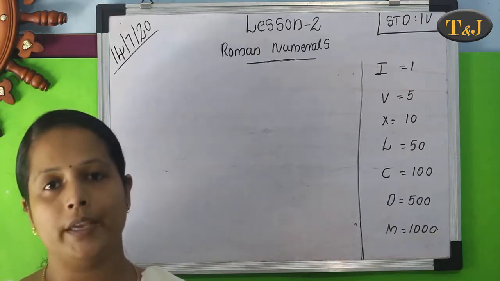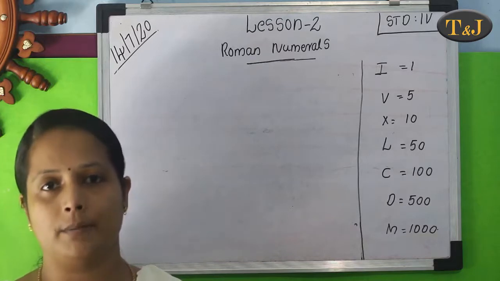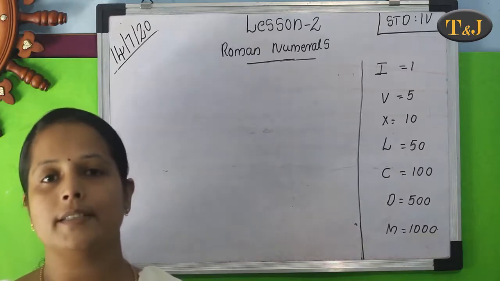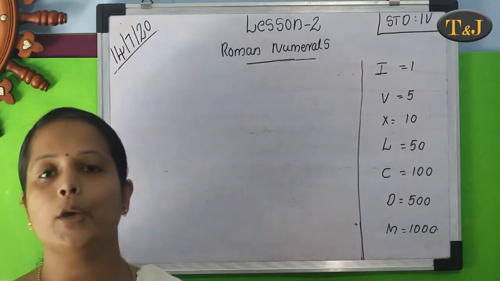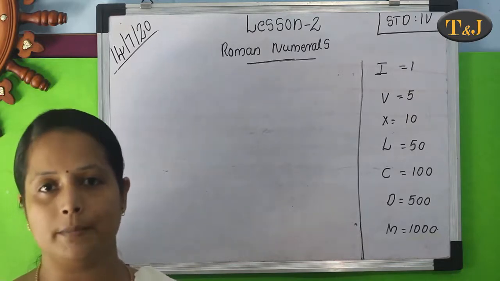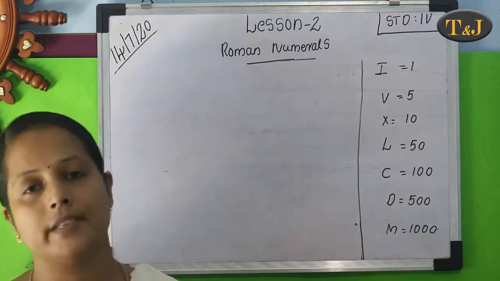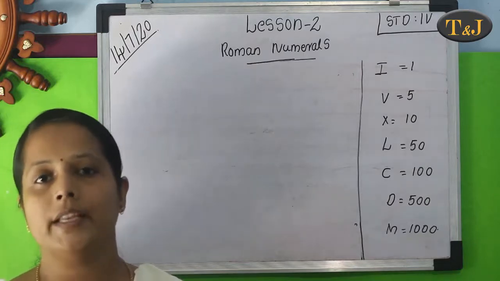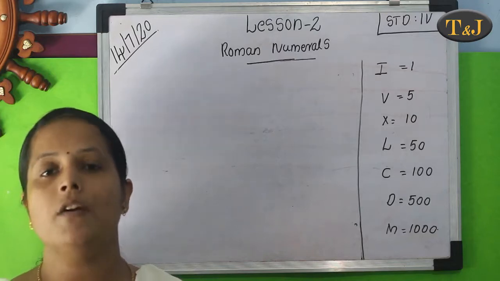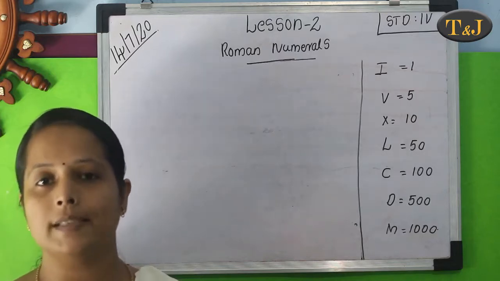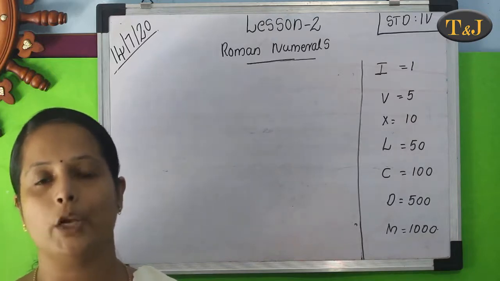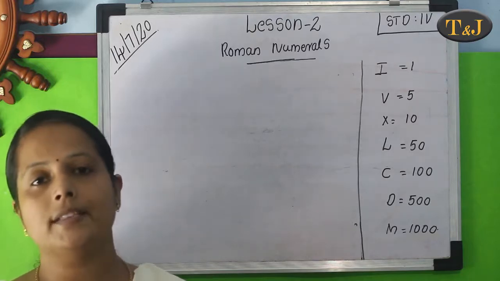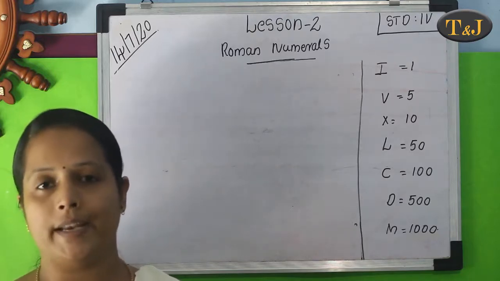Then rule number 2 is how we can get the larger number. For example, consider the number 6. How can we write the number 6? We know that V equals 5. Then adding 1 to this number, VI equals 6. Then VII equals 5 plus 2 equals 7. Then VIII equals 5 plus 3 equals 8. So I is repeated up to only 3 times.